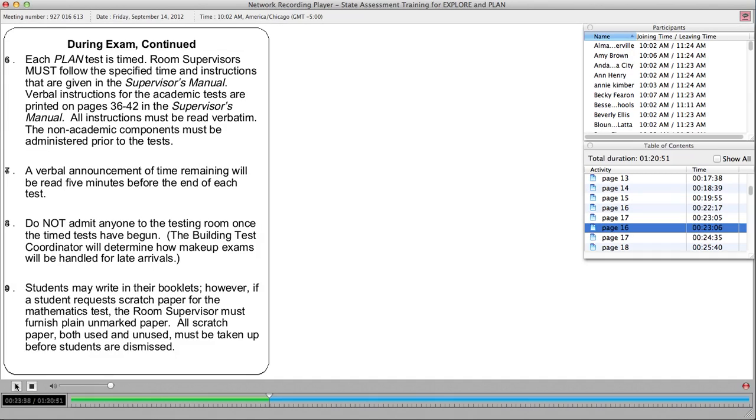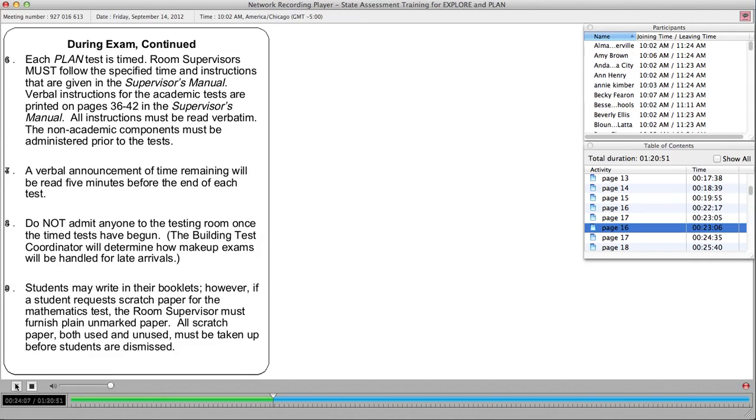Once the room supervisor has started testing, no student should be admitted to that testing room. So once timed tests have begun, the building test coordinator will determine how makeup exams will be handled for these students, but they may not be admitted to the testing room once timed testing has begun for other students. Of course, with this test, students may write in their test booklets.